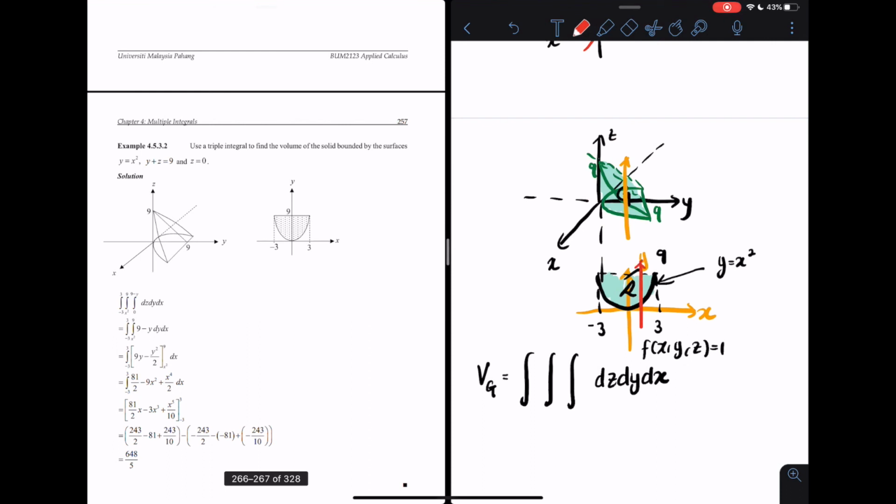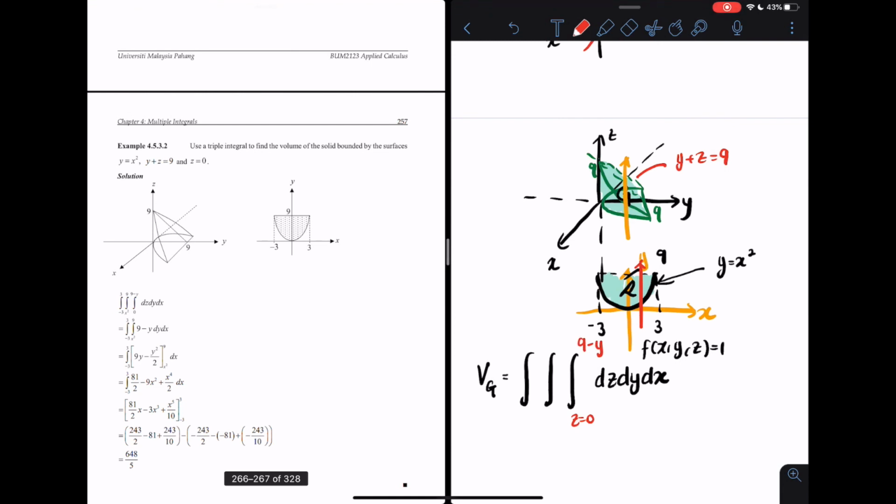Okay, so right now what should I do? According to this region, this solid G, it will touch the surface, and the surface is represented by that equation y plus z is equal to 9. Therefore, since we are talking about plane z is equal to 0, therefore z equal to 0 will be the lower limit. Meanwhile, 9 minus y will be the upper limit with respect to variable z.